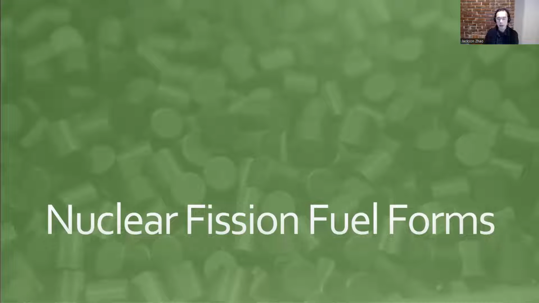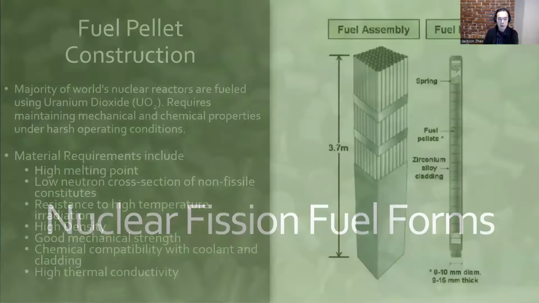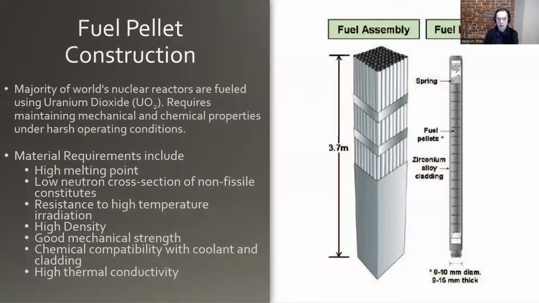Another case study we wanted to look at involves a material selection process for safer and more effective nuclear fission fuel forms. To give a little bit of background information, the majority of the world's fission reactors are fueled using uranium dioxide pellets. These fuels are required to maintain good mechanical and chemical properties under very harsh operating conditions.